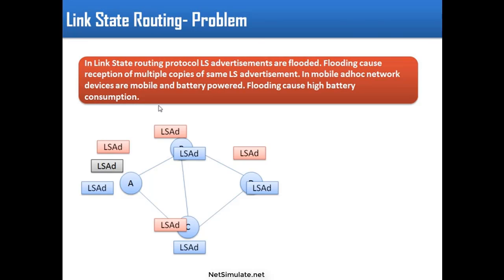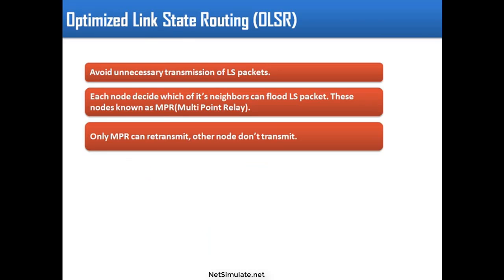So there is unnecessary transmission of packets, and plus there is wastage of network bandwidth. So in order to remove this problem, OLSR is devised. So in OLSR, the major difference is in the flooding mechanism. So here we will see what is the OLSR. In OLSR, it avoids unnecessary receiving of those packets, and only C will rebroadcast that packet again. B and D will not transmit.